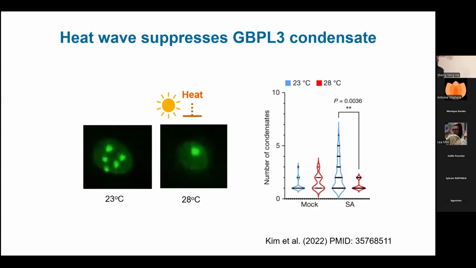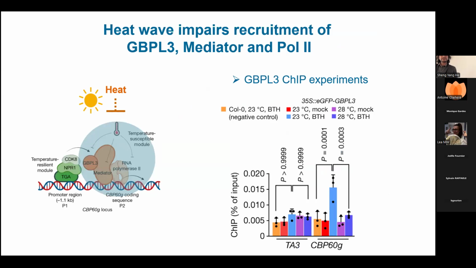And one of the phenotypes of elevated temperature is to reduce the number of condensates formed. So you can see here, I think this is 23 degrees without or with SA, and this is 28 degrees. So you don't see much increase here. So this is associated with the activity of CBP60G.